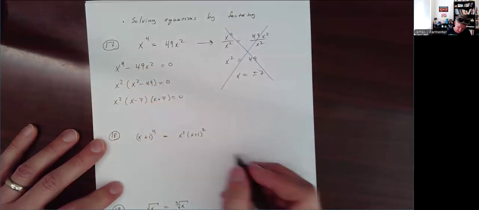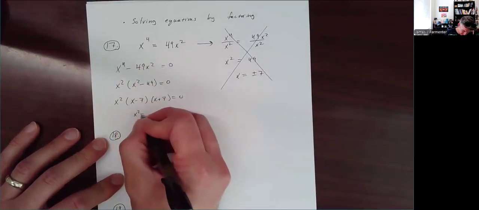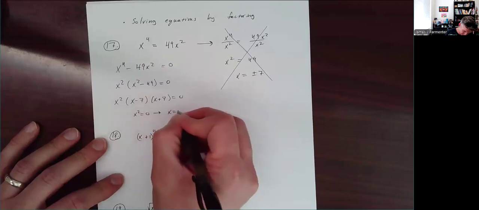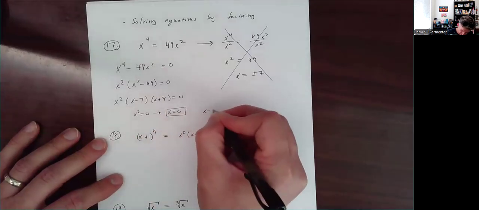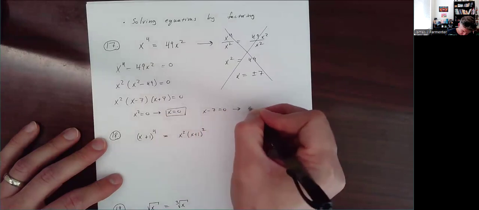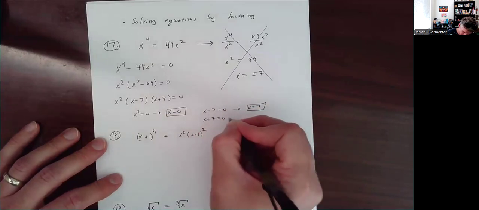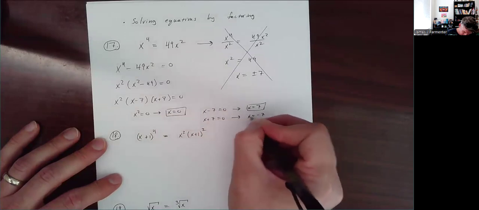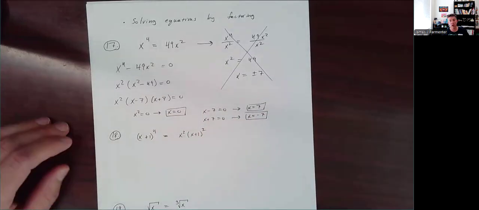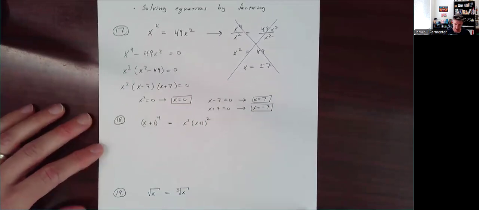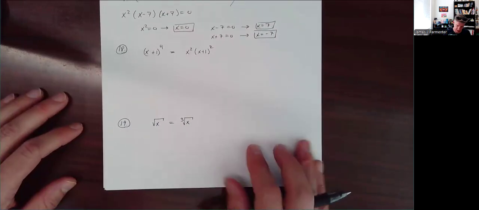If I set each factor equal to 0, x squared equal to 0, the only solution is x equal to 0. x minus 7 equal to 0, the only solution is x equal to 7. And x plus 7 equal to 0, the only solution is x equal to negative 7. So, important to be careful there. I'm going to apply the same sort of thinking for this next one.